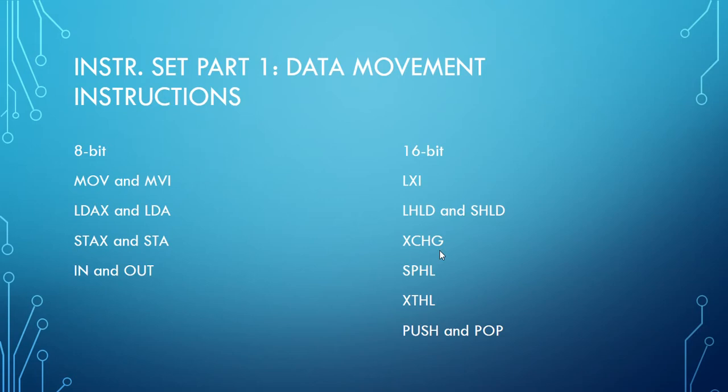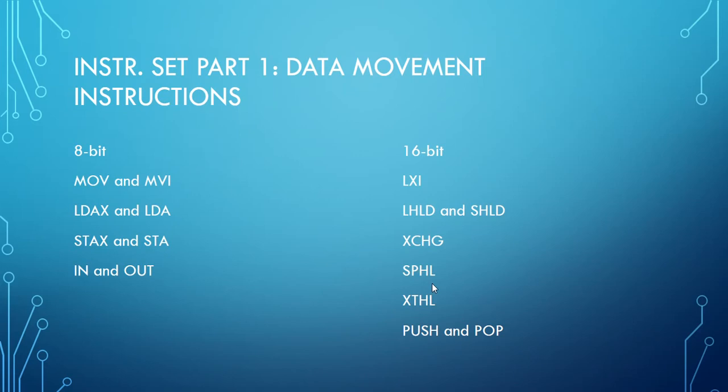XCHG is nice because you can exchange, that's what it stands for, the value of D and E with H and L. Notice that if you wanted to exchange B and C with D and E, you have to manually move the 8 bits, so you would have to move B into D and then move C into E. So that's kind of a pain.